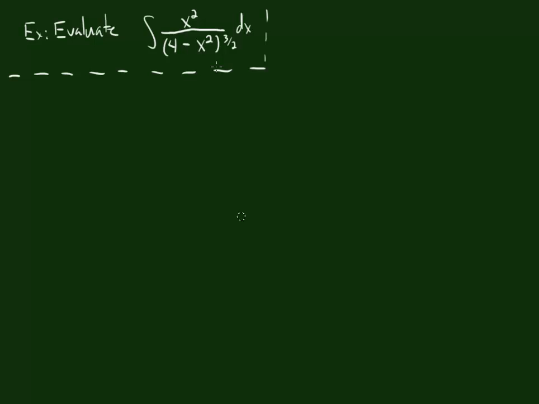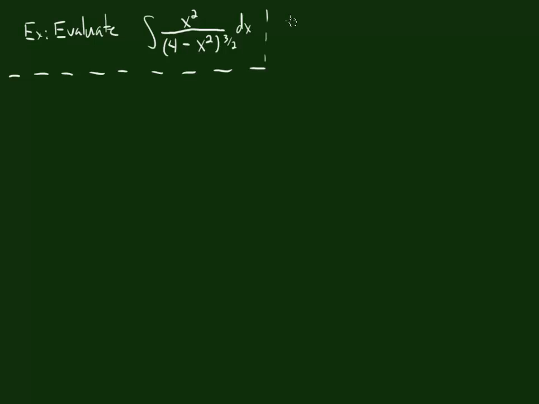Hello everybody. We're going to be evaluating an integral using trigonometric substitution today. So let's take a look at our integral. We have an integral of x squared all over (4 minus x squared) to the 3/2 power. We can see this 4 minus x squared. This is sort of a cue that trig substitution might be a good idea.